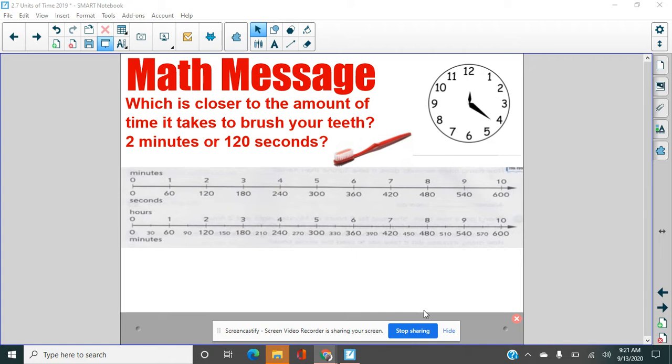It's a trick question, isn't it? We have these little measurement scales that we have used in the past when we were talking about feet and yards and inches. And if we find minutes here and 2 minutes, and we look down and we can see seconds, we can see that 2 minutes is equal to 120 seconds. So both of these answers are correct. If you picked either one, you're correct. If you picked both, even better, because 2 minutes is equal to 120 seconds.